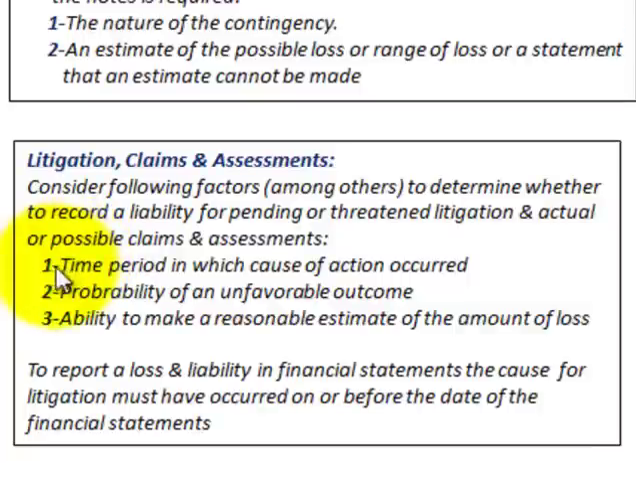These are 3 points we have to consider. Number 1, the time period in which the cause of action occurred. Number 2, the probability of an unfavorable outcome. And number 3, the ability to make a reasonable estimate of the amount of the loss. To report a loss and a liability in the financial statements, the cause of the litigation must have occurred on or before the date of our financial statements. So we've just gone over our general guidelines when dealing with contingent liabilities as loss contingencies. So that sums that up.